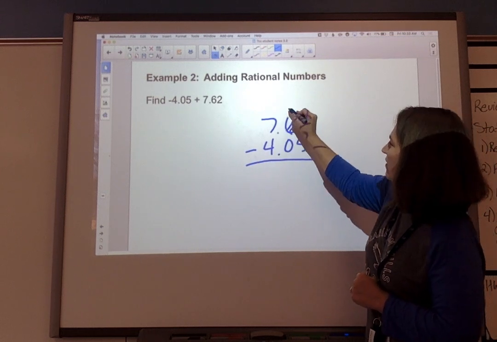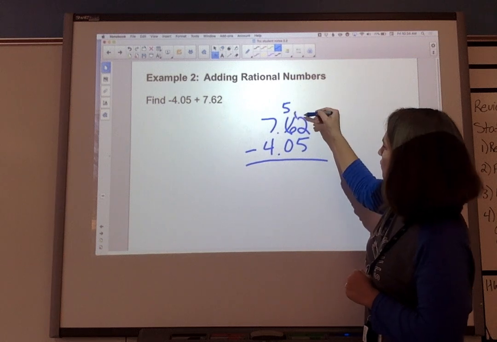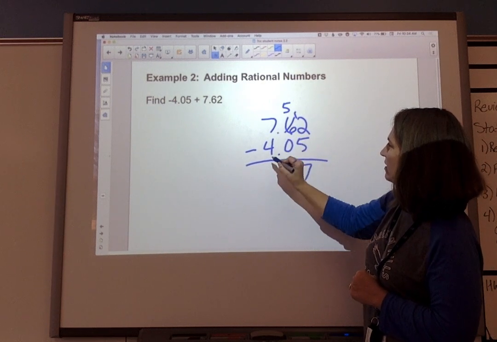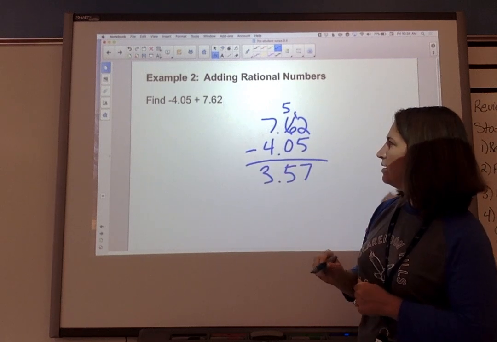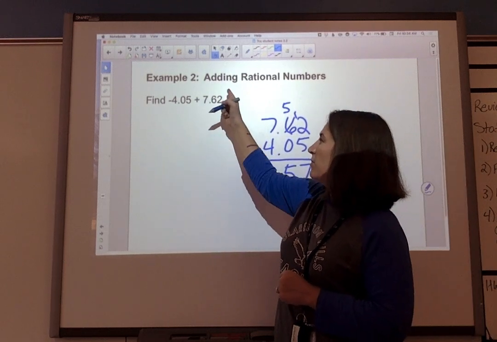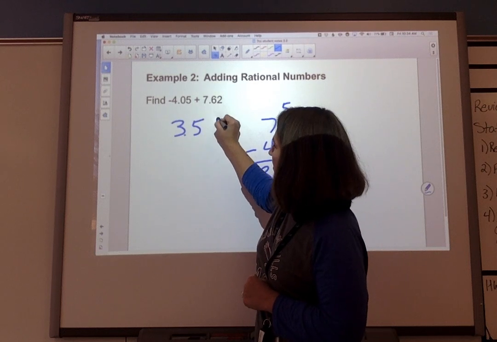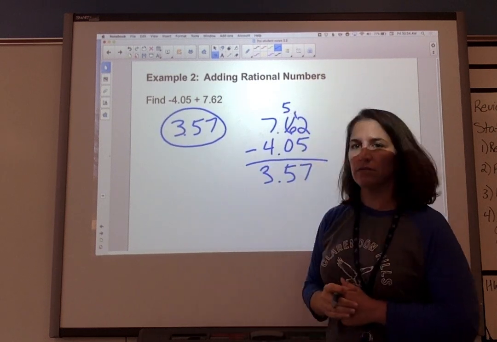Can't do 2 minus 5, so I'll borrow. 12 minus 5 is 7. 5 minus 0 is 5. 7 minus 4 is 3. The larger absolute value is positive, so it's positive 3.57. Okay?